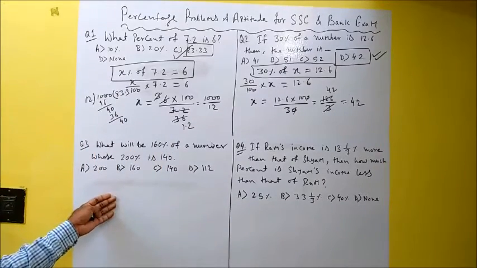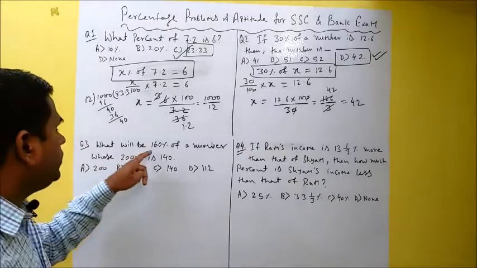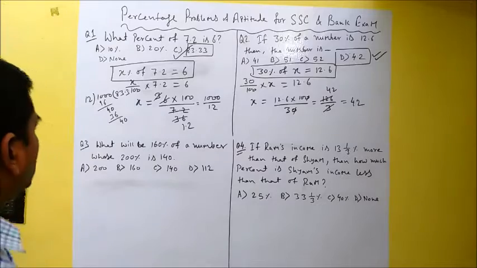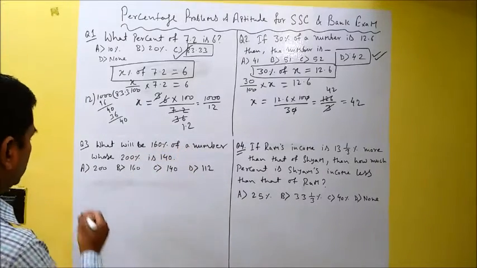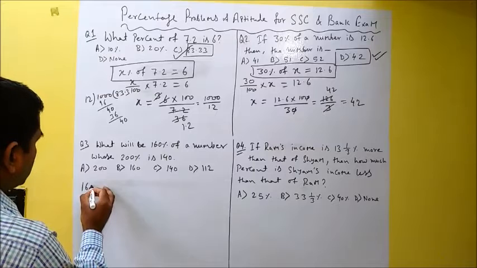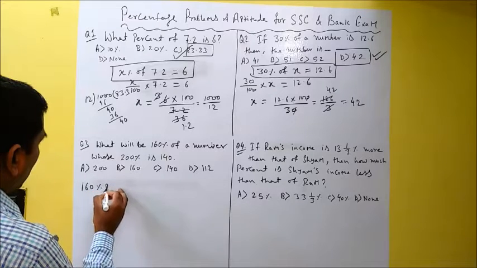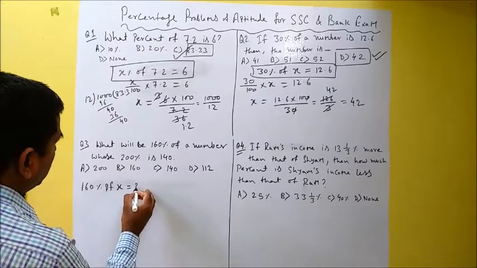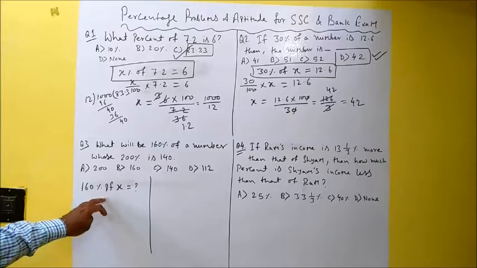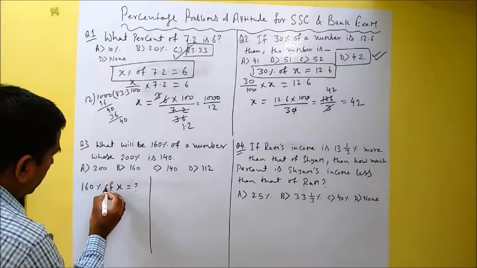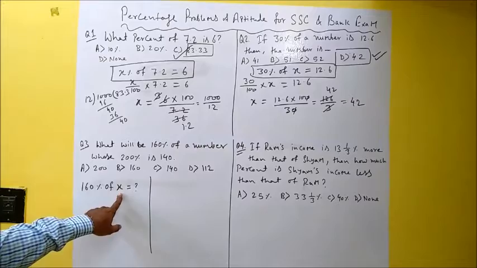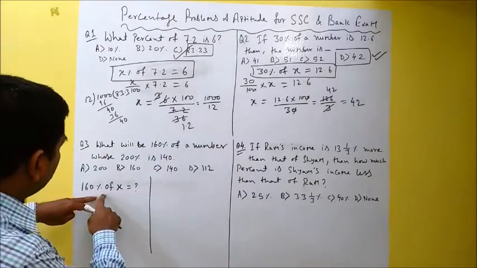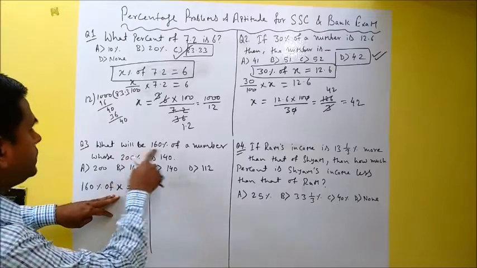So now let us solve question number 3. Question number 3 says, what will be 160% of a number whose 200% is 140? So there are two parts in this question. First part is 160% of x. We have to calculate this one. x is unknown. What will be 160% of a number? So 160% of x is what? That is what it is asking.